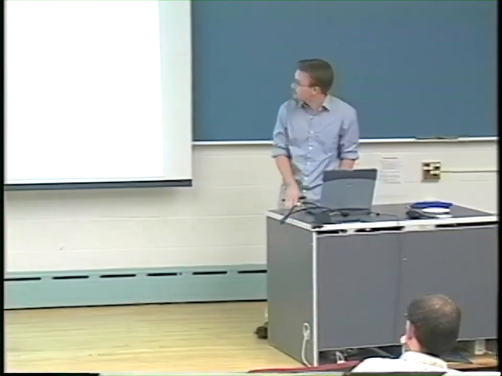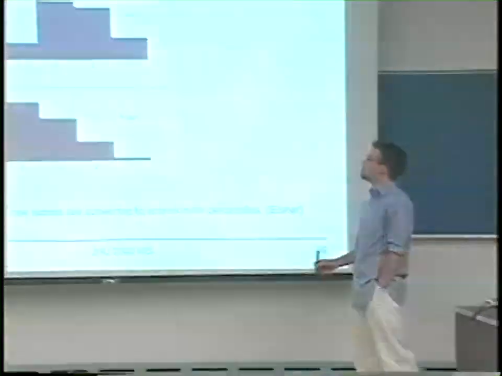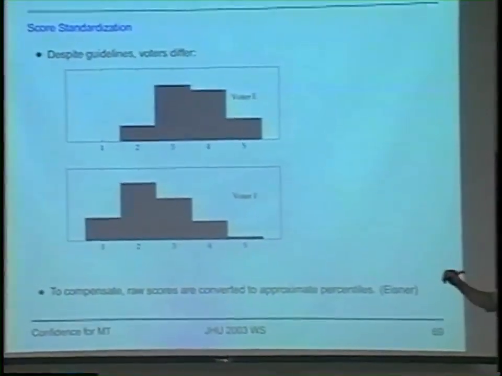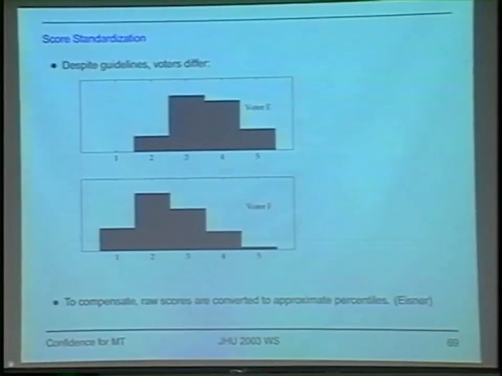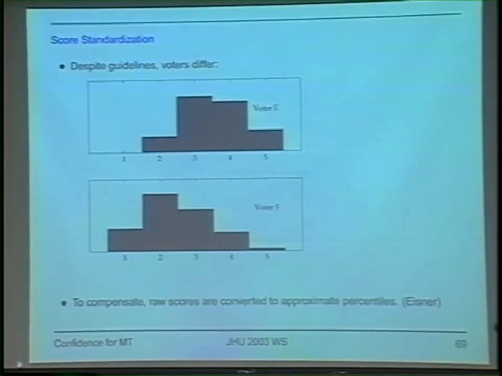So one more stage before we get to the correlations. Despite the guidelines that we give, voters obviously are going to differ in their perception of what's a 3, what's a 4. Here are actual histograms of the vote counts for 2 separate users. As you can see, there's a pretty significant shift here. In fact, you could almost take voter E, shift all the votes down by 1, and get a comparable rating.